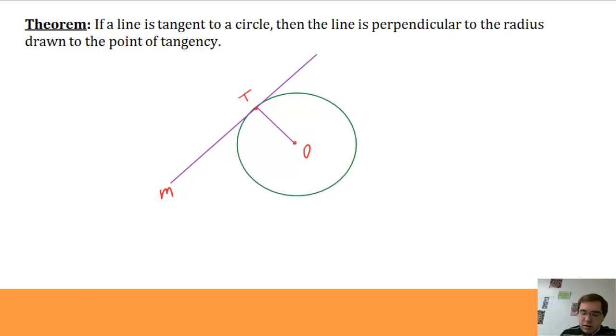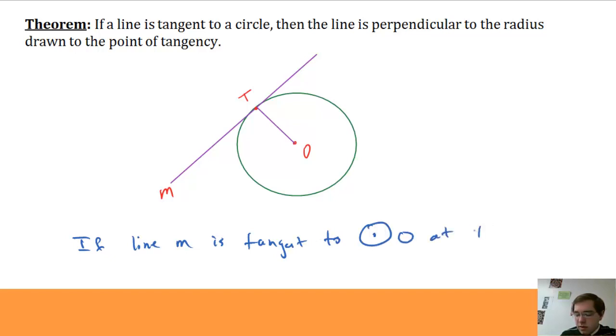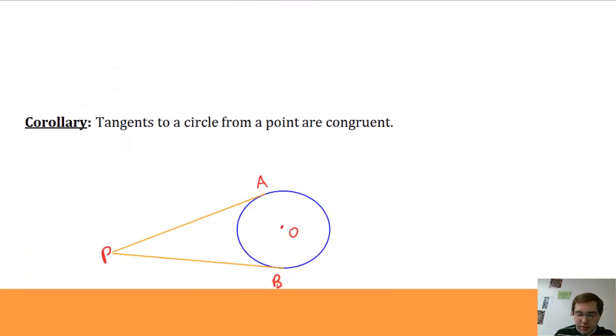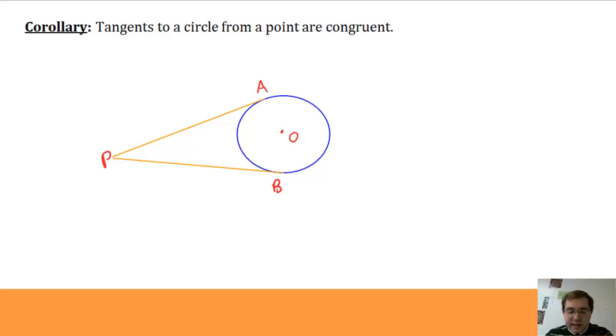So that means that if line M is tangent to circle O at T, then OT, a radius, is perpendicular to line M. So I must have a right angle here if M is going to be tangent to the circle at T. That turns out to be really useful, and it helps us to understand this.